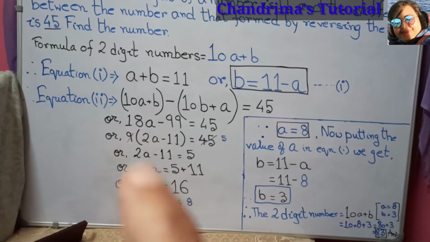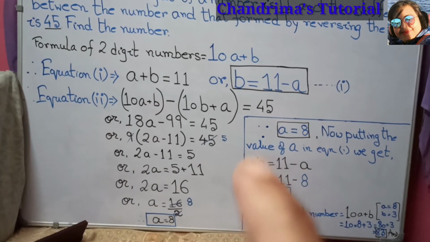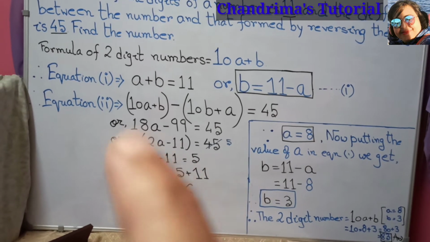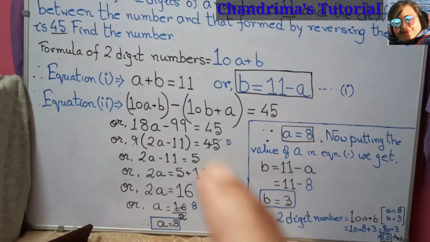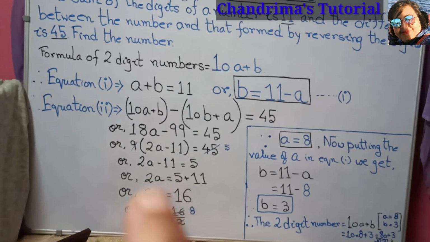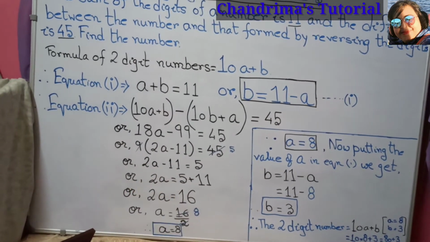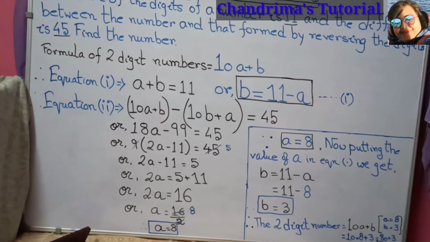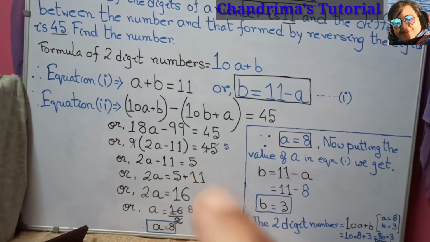Now both sides have one common number, 9, and 45 can be divided by 9. So we have divided 45 by 9. What do we get? 5. 9 5s are 45. That's why we have divided this one. Now what becomes our equation? 2a minus 11 equals 5.